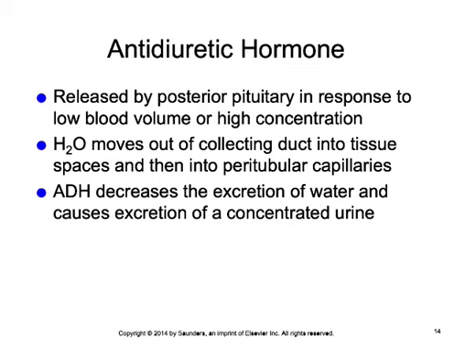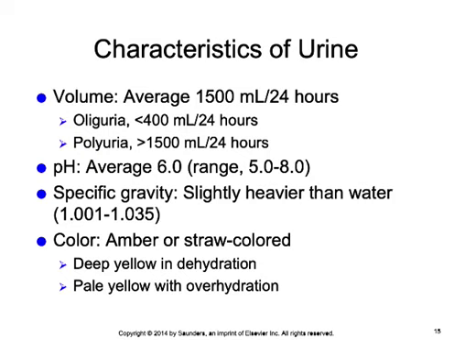Polyuria is greater than 1.5 liters every 24 hours. Oliguria is less than 400. The pH averages 6, with a range between 5 and 8. Specific gravity is slightly heavier than water, between 1.001 and 1.035. The color is amber or straw colored.